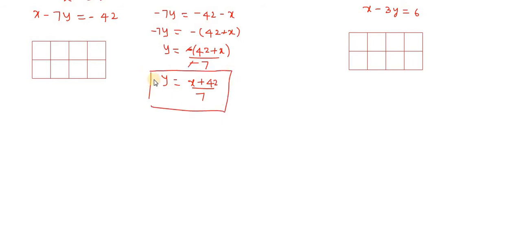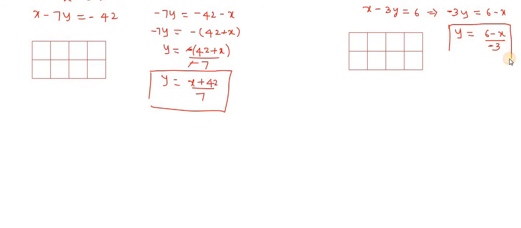Why? Because 1 plus 2 is equal to 3, or 2 plus 1 is equal to 3. So here also you can do the same. So that is minus 3y, which is equal to 6 minus x. Okay, so then y is equal to 6 minus x divided by minus 3. Okay, this is one equation.